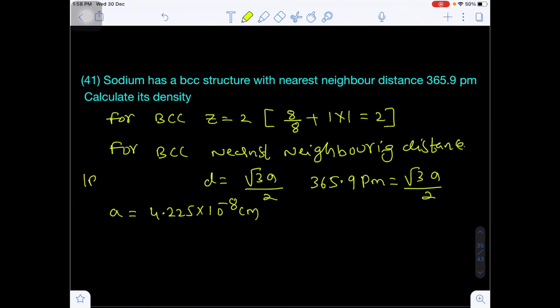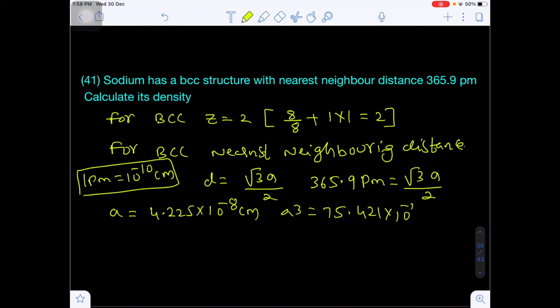So we have to convert the picometer into centimeter. 1 picometer will be equal to 10 to the power minus 10 centimeters. Yes or no? From here I am taking the a cube, that is the volume of the unit cell, which is nothing but 75.421 into 10 raised to minus 24 centimeter cube.